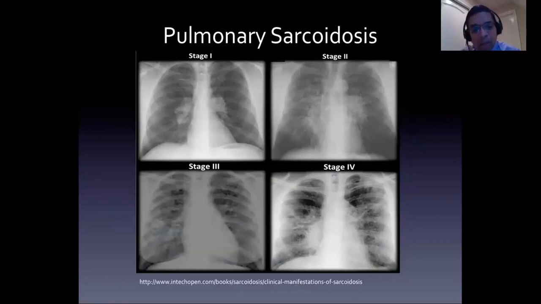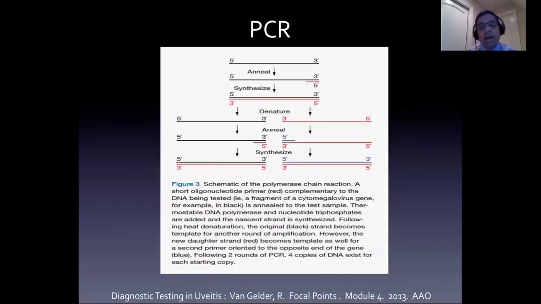Sarcoidosis, a chest X-ray can be very helpful to grade the stage of the disease. For example, if they have just hilar adenopathy in stage 1 or if they have interstitial lung disease of various stages of severity. And the same goes for tuberculosis as well.